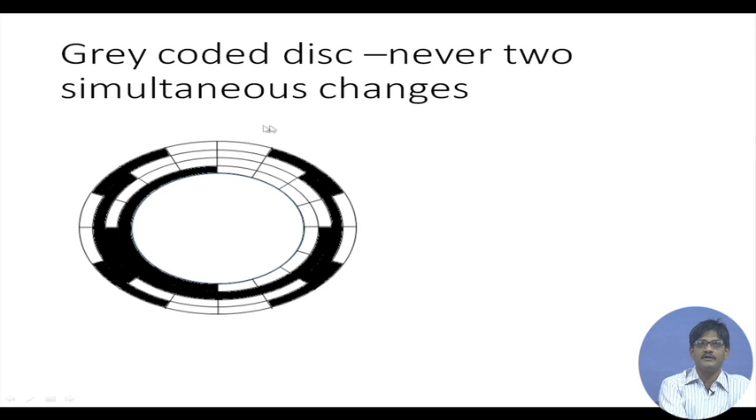So, the gray coded disk solves the problem of counting errors by not allowing more than one change at a particular point in time.